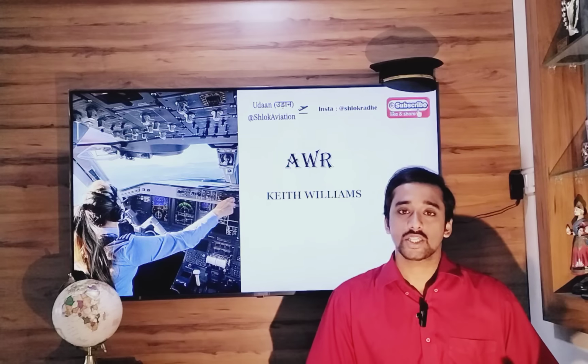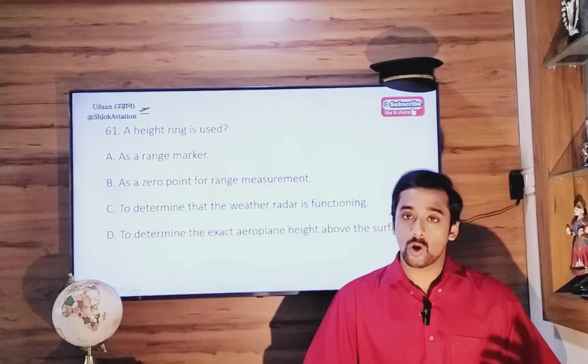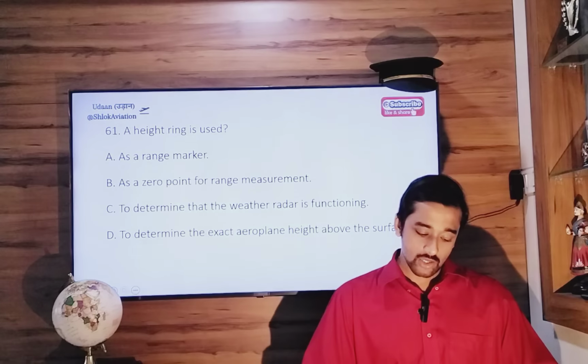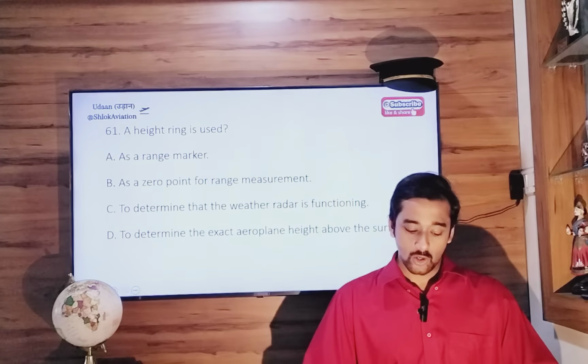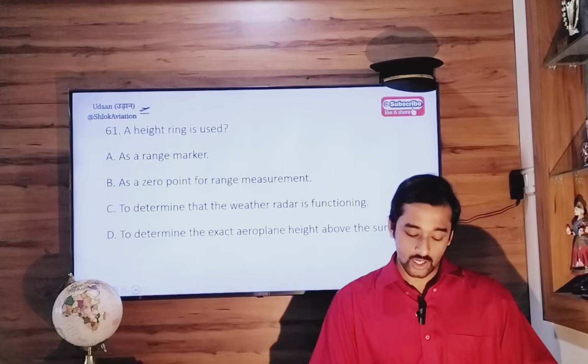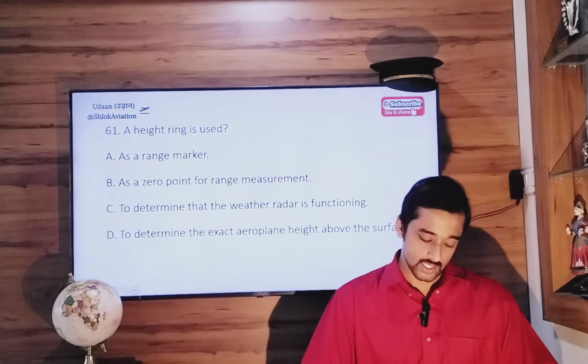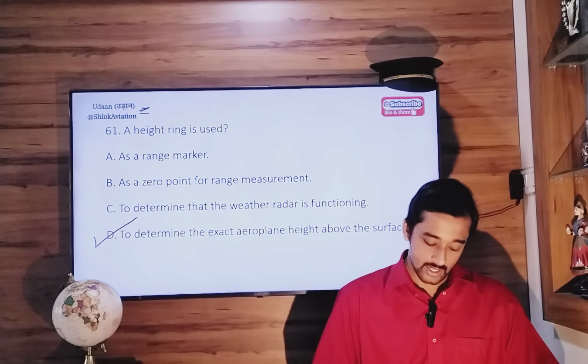In this video lecture, I am going to answer the last questions remaining from the Airborne Weather Radar chapter from Keith Williams. So let's begin with question number 61. A height ring is used for what purpose? As a range marker, as a 0 point for range measurement, to determine that the weather radar is functioning, or to determine the exact aeroplane height above the surface. So the correct option is option D.